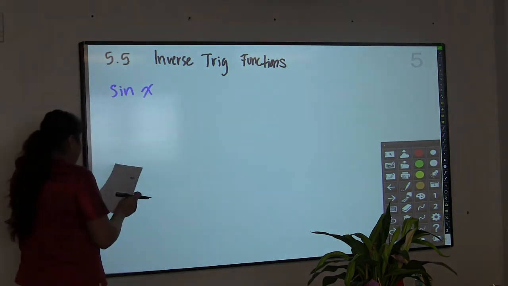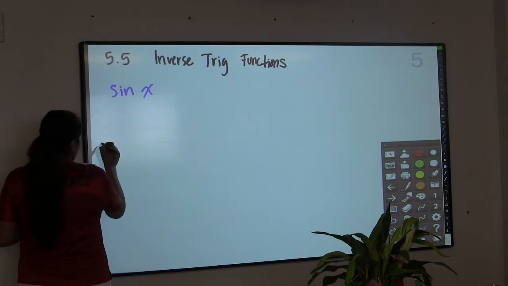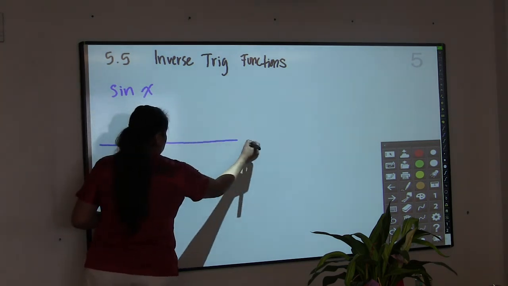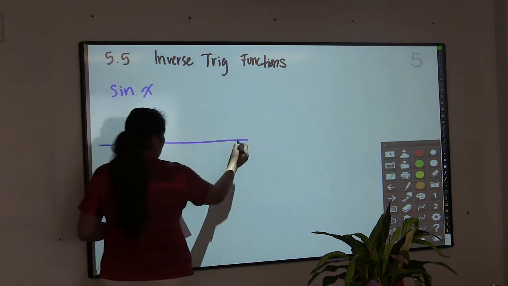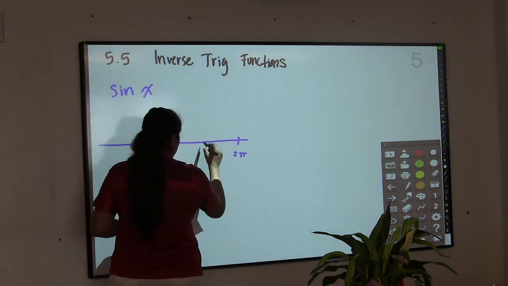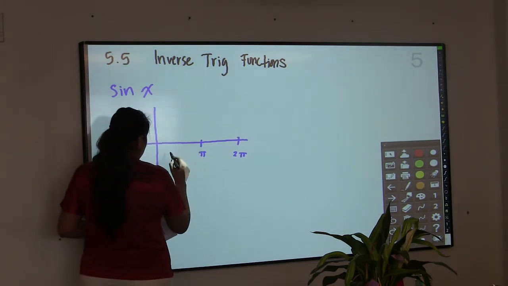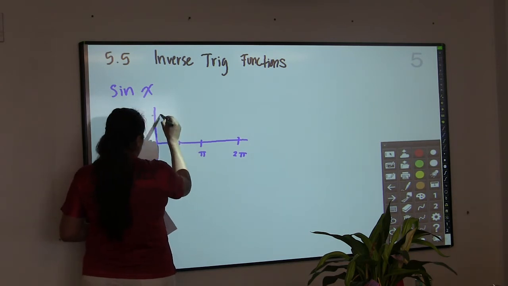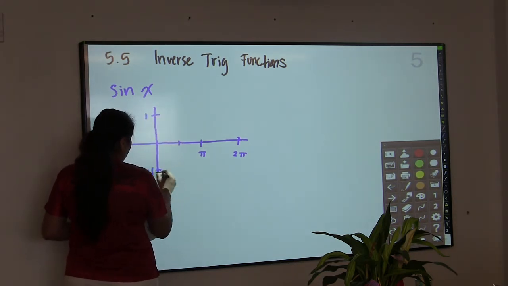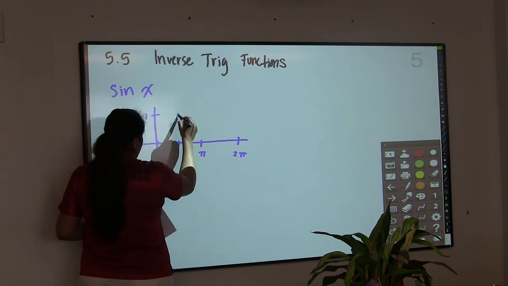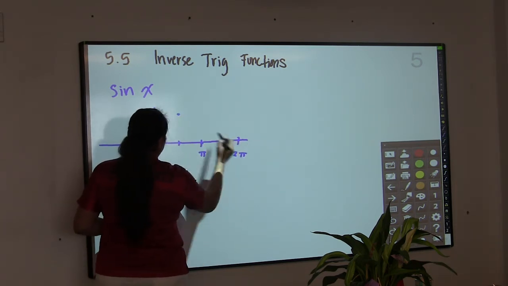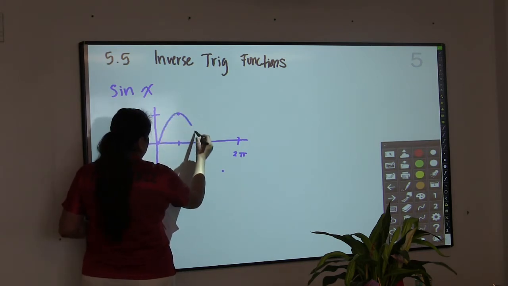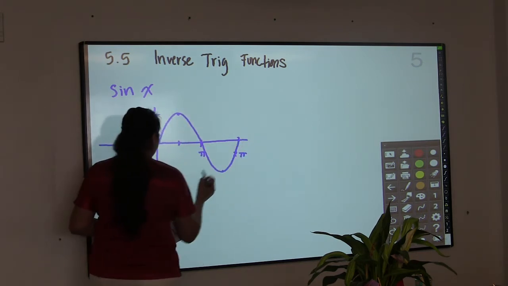Okay, sine x, I will remind you of what it looks like. I'm doing this for a very good reason. We go all the way to 2 pi. This would be pi. Pi over 2. 1, negative 1. So here's a dot. There's a dot. There's a dot. So we get this beautiful looking curve.